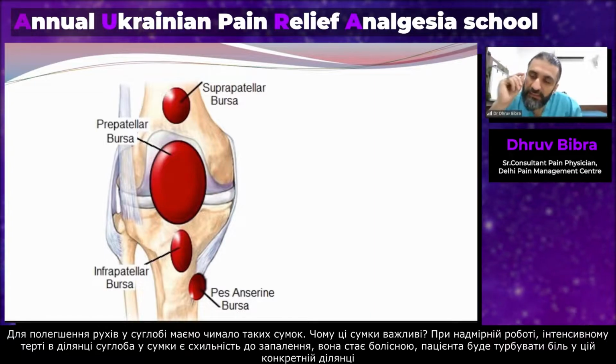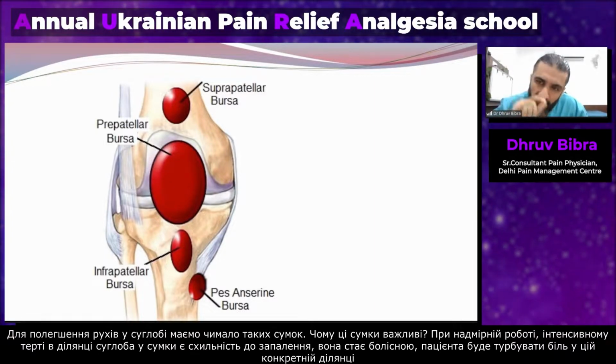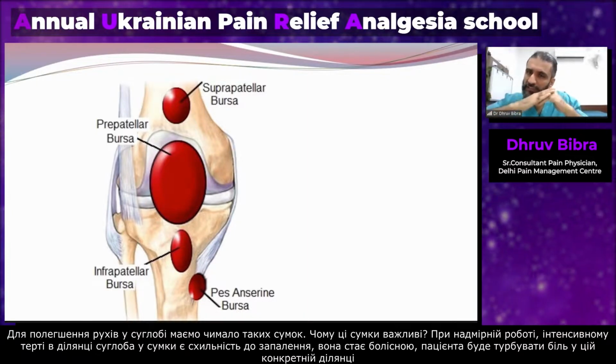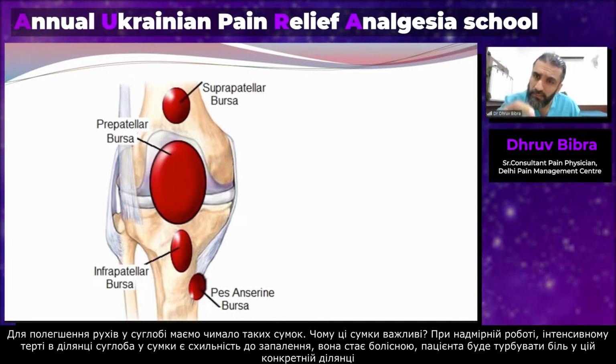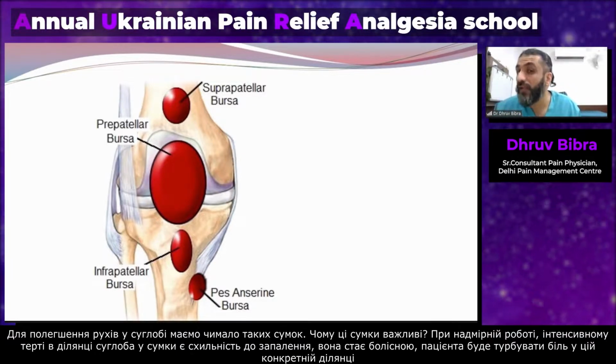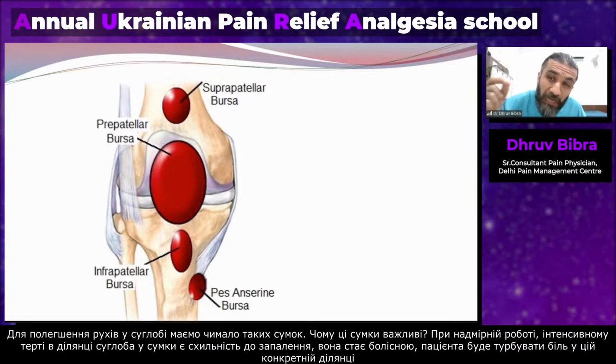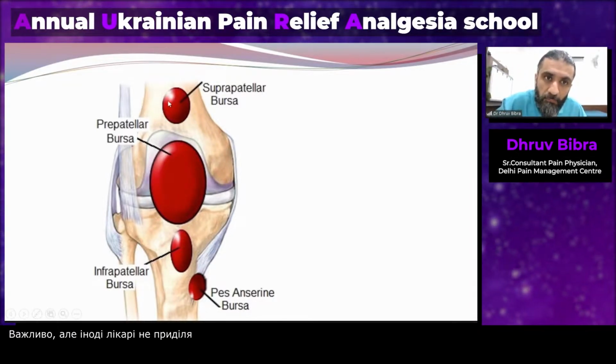Now, why are these bursas important? Because if there is an overuse of that part, if there is a lot of friction in these areas, these bursas have a tendency of inflaming. They will get inflamed and they will get painful, and the patient will have pain in that particular area. So you have a prepatellar bursa.